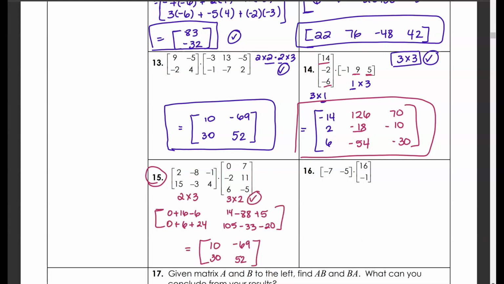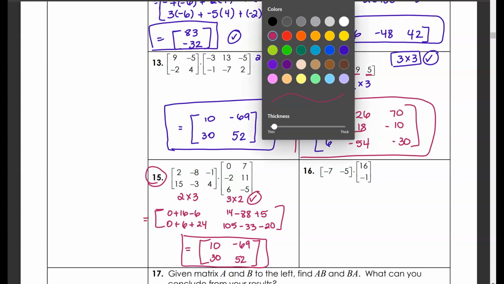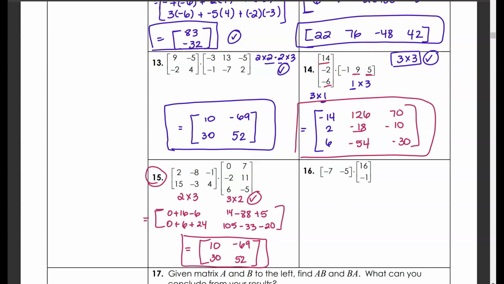All right, for number 15, now that you've tried that, did you obtain the matrix 10, negative 69, 30, 52? All right, you can check out some of the additions here on the matrix above. Okay. Let's do 16 quickly together. I think we can get this one done fairly quick.